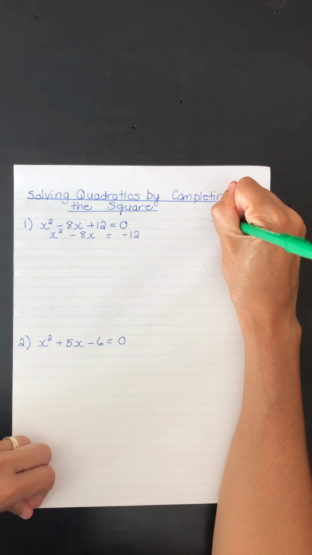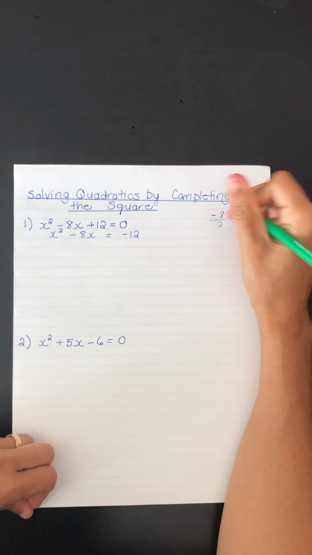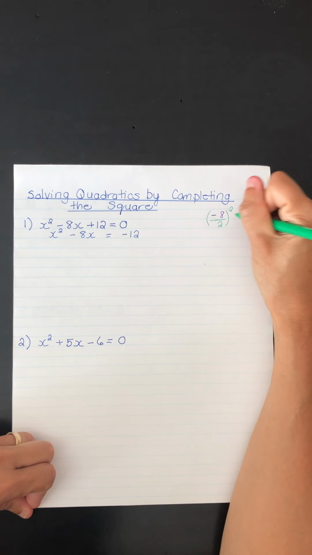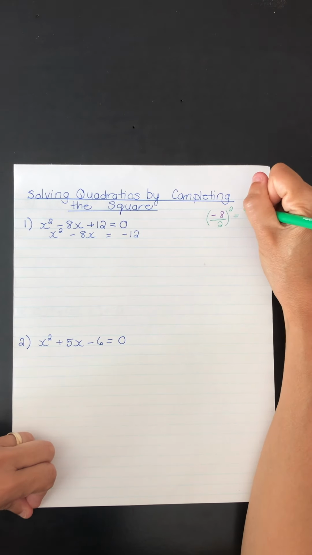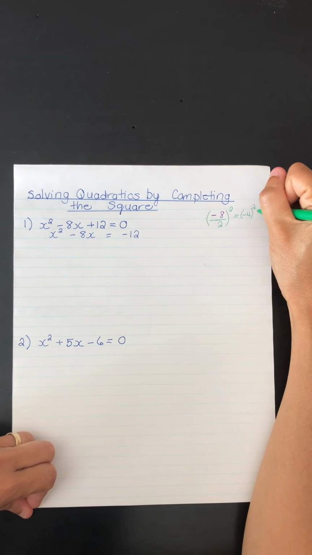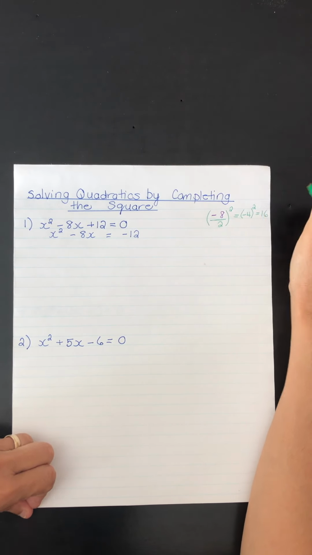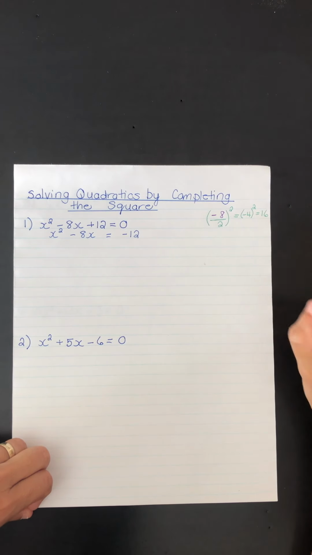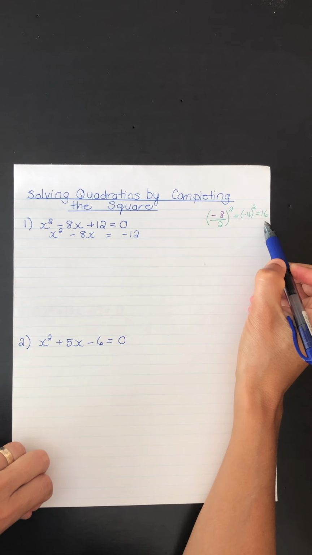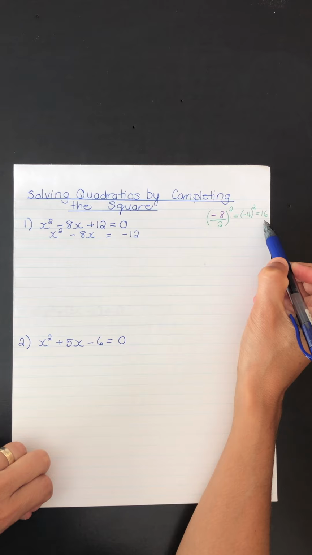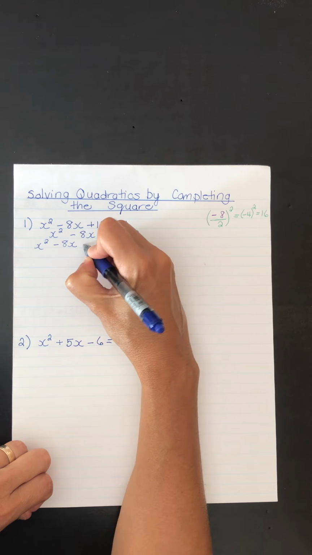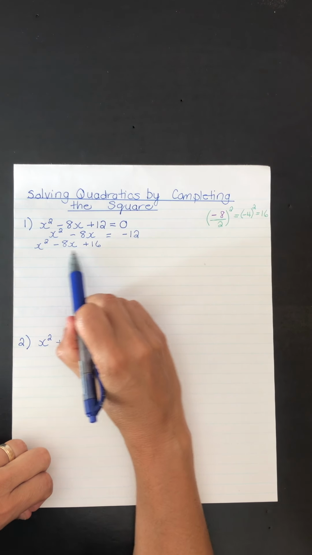Take that coefficient of x, and first divide it by 2, and after dividing it by 2, you're going to square it. When we divide negative 8 by 2, we're going to get negative 4. And when you square negative 4, of course, you're going to get positive 16. This means negative 4 times negative 4, so it's certainly positive 16. That's the magic number. It's the magic number because when we add it to the left side, that left side is now a perfect square trinomial.